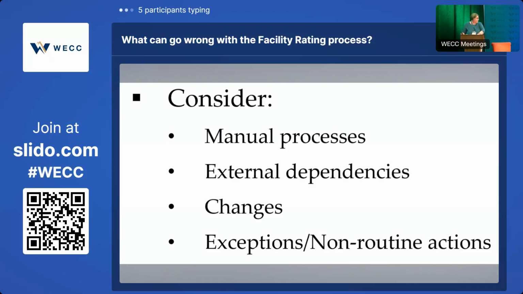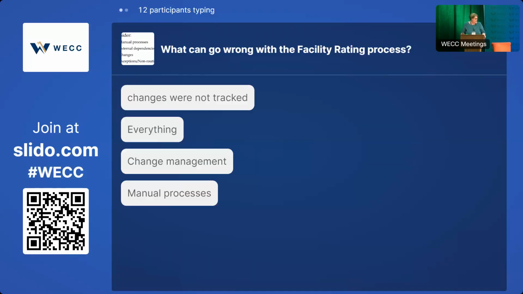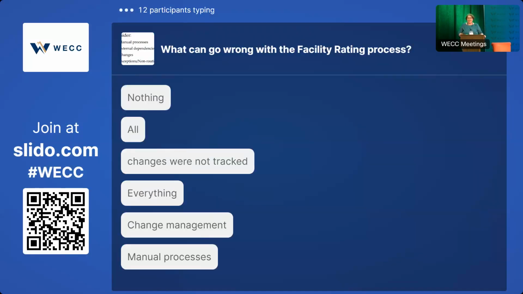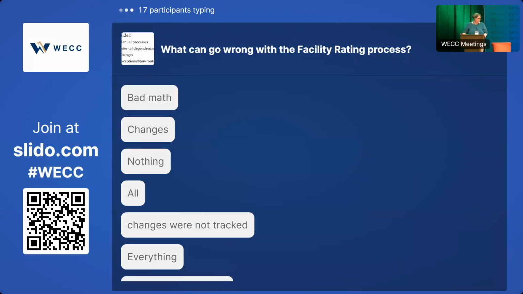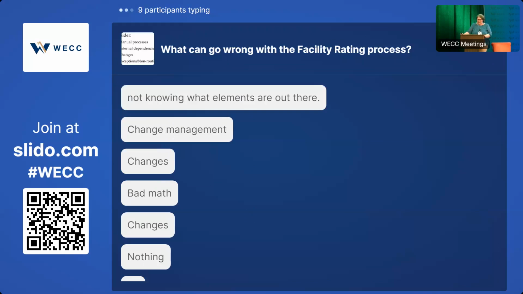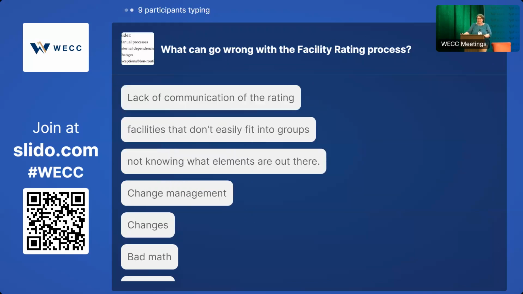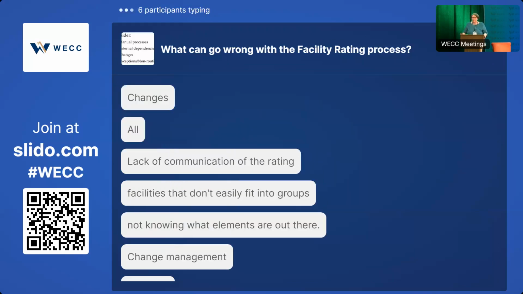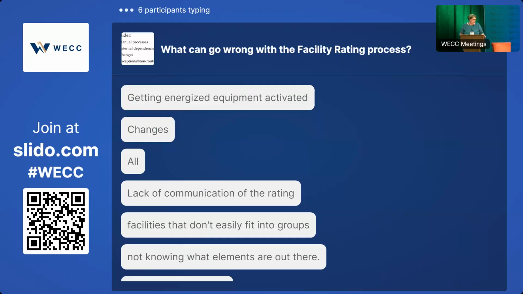I'm not seeing answers here yet. Here we go. Okay, changes were not tracked. Yes, that's probably the number one thing we see, right? So changes in inventory are often a manual activity. And if you don't have a process to manage those changes, you're going to have a problem there.